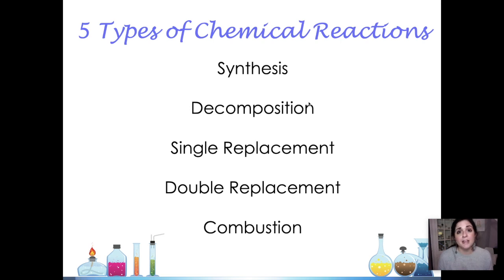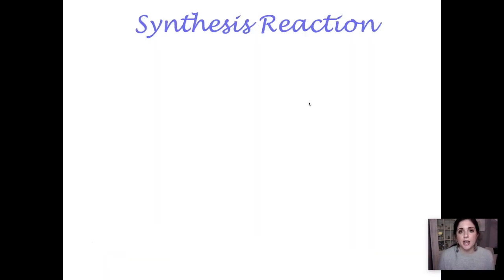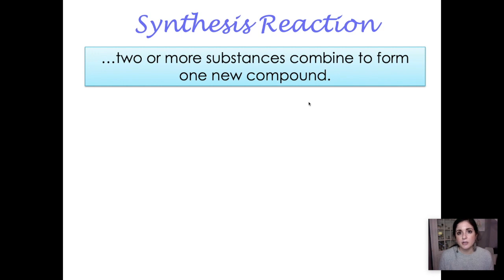And of course, there are the 5 different types of chemical reactions. I'm not going to spend a lot of time on this because you've all seen this before. So of course, you can always determine if a reaction has happened by looking for those chemical changes. The first type of reaction is a synthesis reaction. If you're synthesizing something, that normally means you're putting it together. And that's exactly what a synthesis reaction is. You have 2 or more substances that are combining to form one totally new compound.